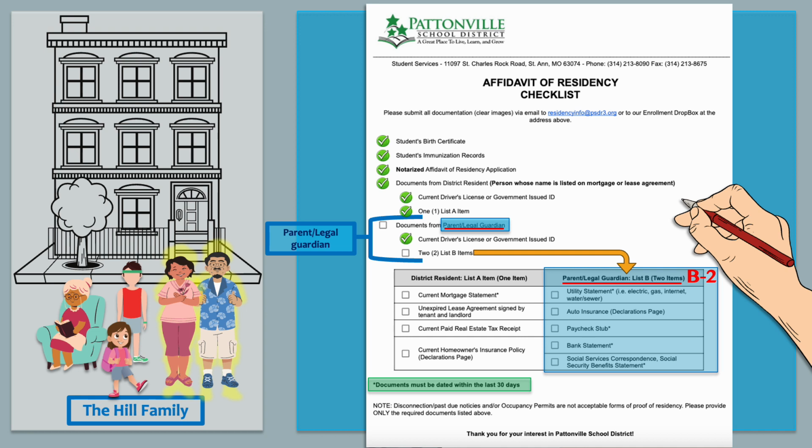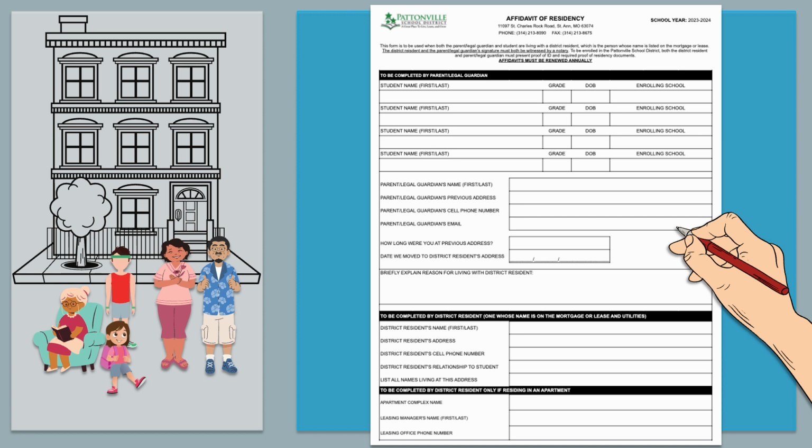We are unable to accept any disconnection, past due notices, or occupancy permits as they are not acceptable forms of proof of residency. Please provide only the required documents listed above. Before we begin, let's recap on the term district resident. This is the person whose name is on the lease agreement or mortgage. In this example, the district resident is Grandma Stella, since it is her name that appears on the current lease agreement. You can always refer to the information in the black bars above each section to know who needs to fill in that particular section of information.